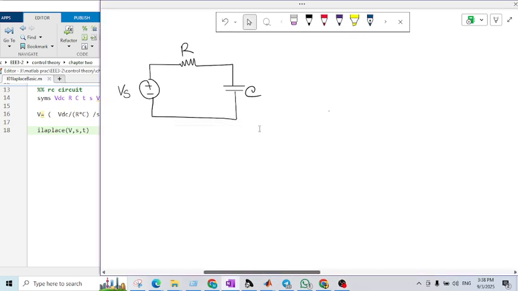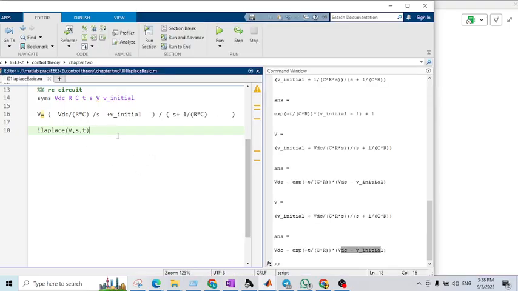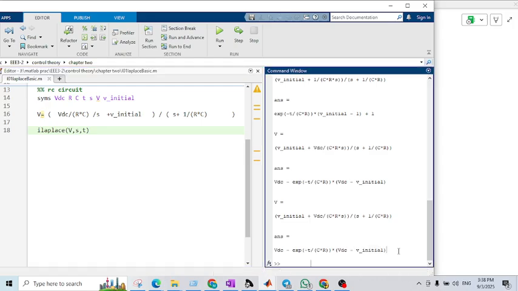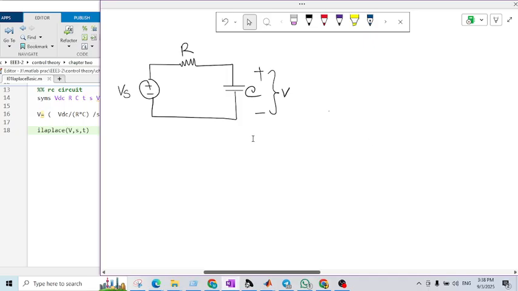Okay, so in this video we will find the voltage across this capacitor. We will find the equation of this voltage by using these three lines of MATLAB code, and you can see the equation is over here. So let's see how to do this thing. First of all, we have to make a differential equation of this circuit.